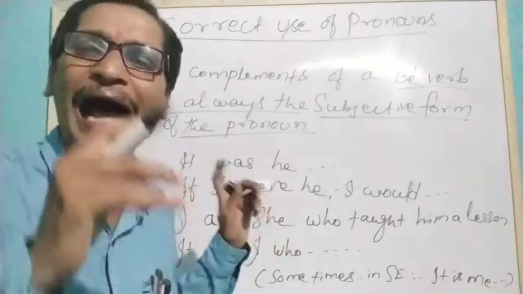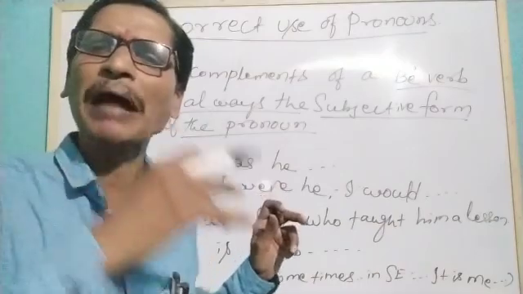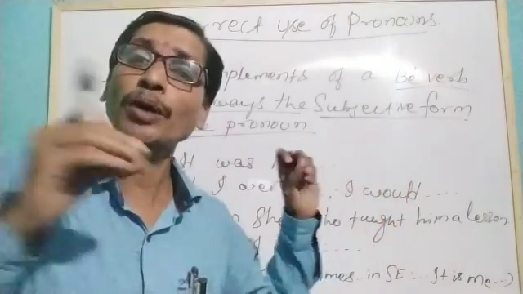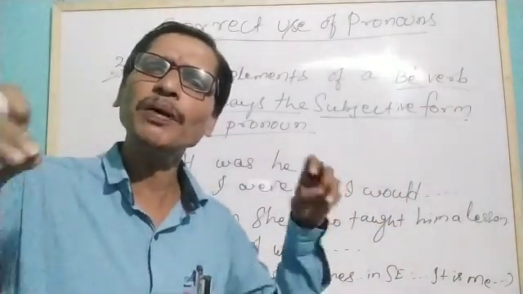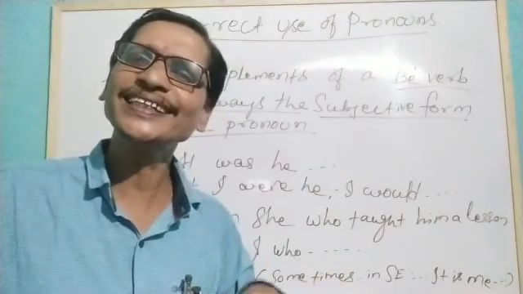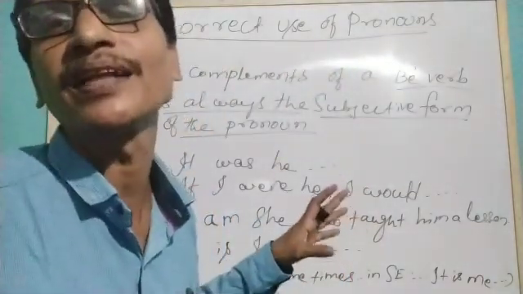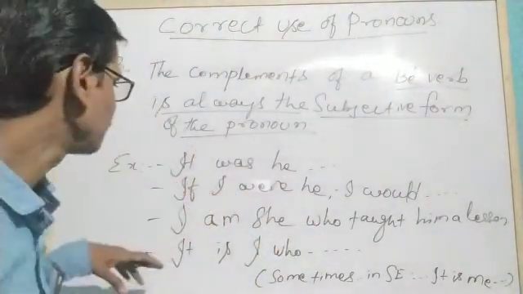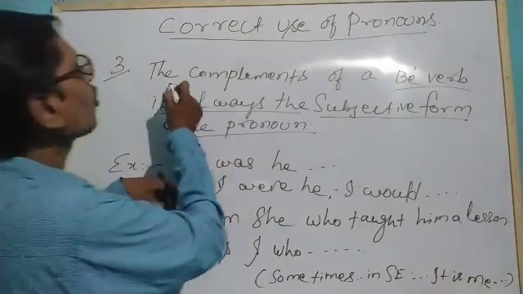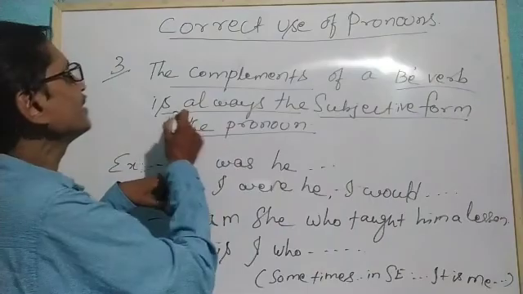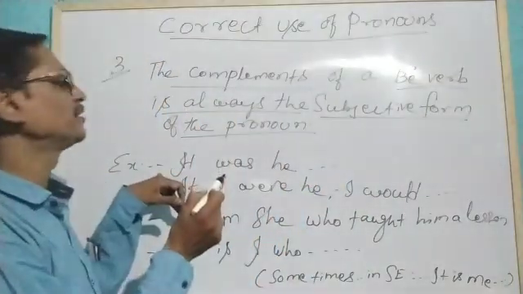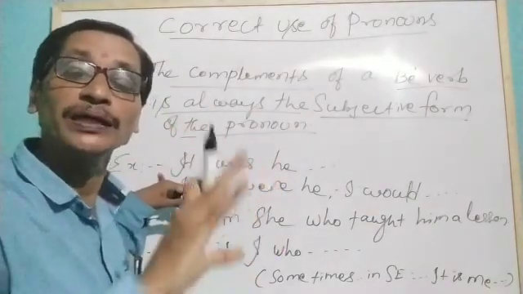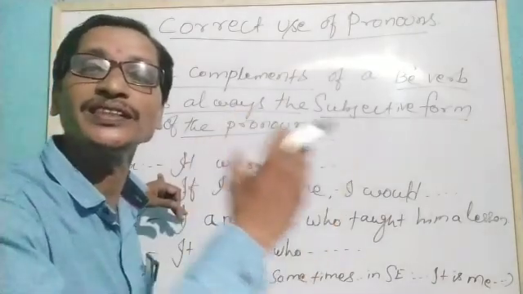As you know, I is subject, me is object, my and mine are possessives, and myself is reflexive. So subjective form means I. Similarly, the subjective forms are we, you, he, she, it, they. They are the subjective forms of the personal pronouns. And how do we use them? There are some examples written here. The complement of a be verb is always the subjective form of the pronoun, not any other form, if it is a complement of a be verb in our statement.